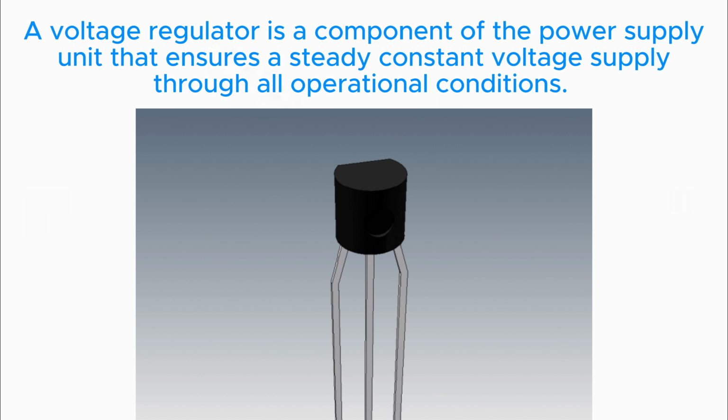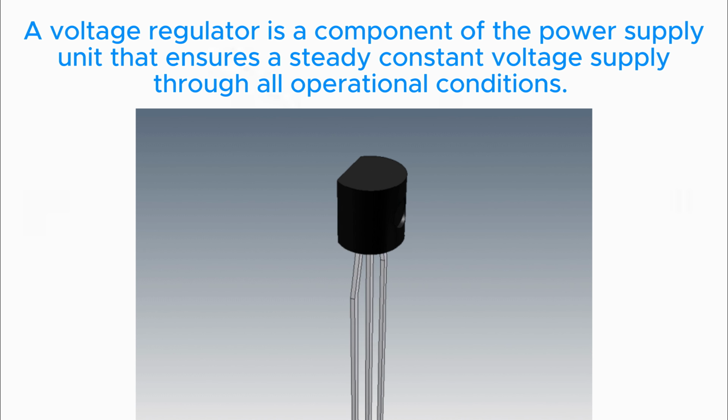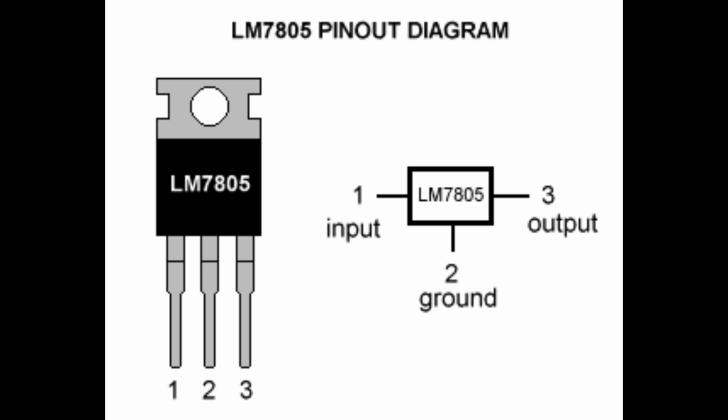Regulator. A voltage regulator is a component of the power supply unit that ensures a steady constant voltage supply through all operational conditions. Regulator pinout. Here is the regulator 7805 pinout. Pin 1 is input, pin 2 is ground, and pin 3 is output.